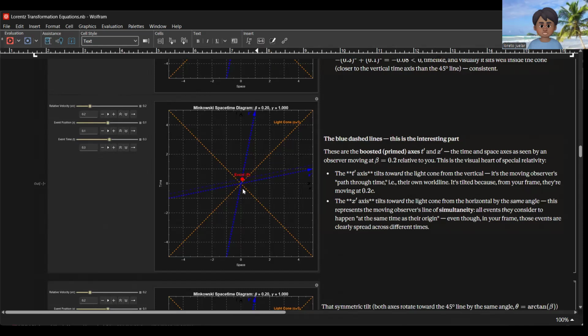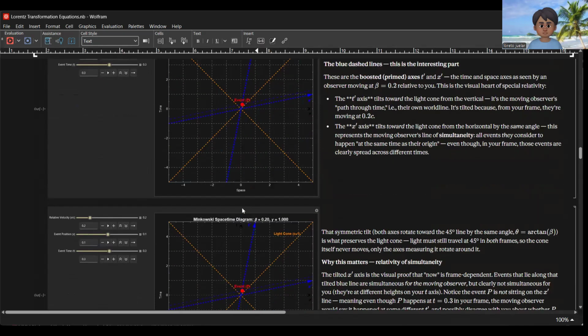Then we have the x prime here. This one, the x prime, tilts towards the light cone from the horizontal, the same angle here. This represents the moving observer's line of simultaneity: all events they consider to happen at the same time as their origin, even though in your frame, these events are clearly spread across different times.